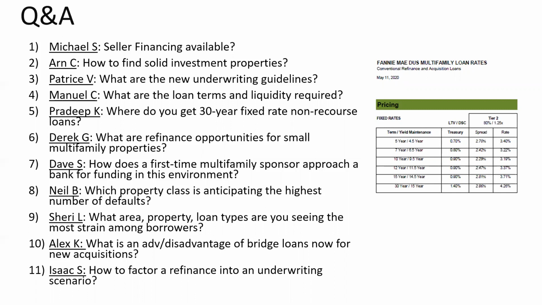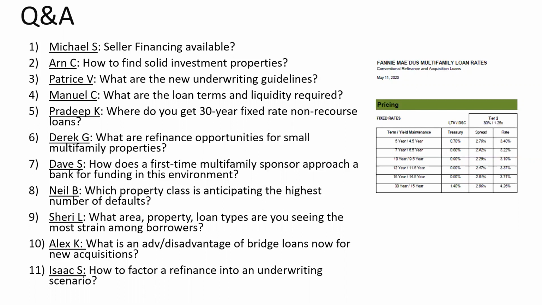Number six, Derek asks, what are refinance opportunities for small multifamily properties? This one is really around, I would say, Freddie Mac small balance loans right now are probably your best option. You do have to put up that reserve of 12 months. And if you don't have a maturity, I would probably wait a little bit because you still have to put up 12 months of P&I right now.